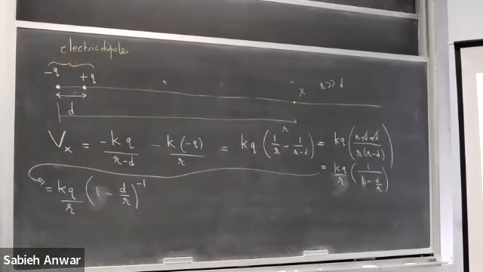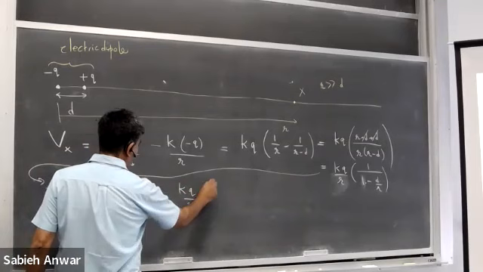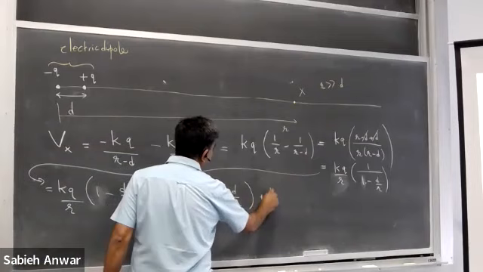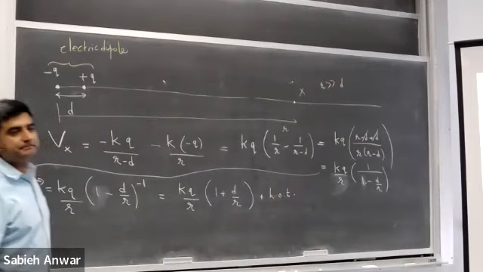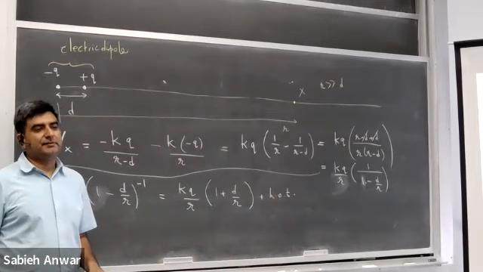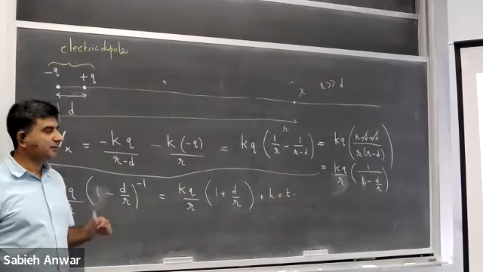Now this d is much smaller than R, so I can use the binomial expansion: KQ over R, 1 plus d over R, plus higher order terms. So I do get a potential due to this dipole.